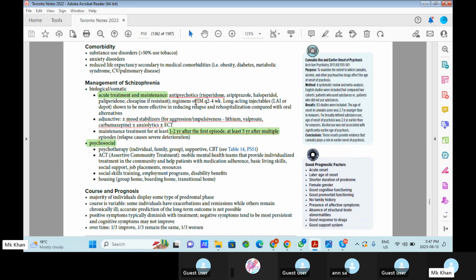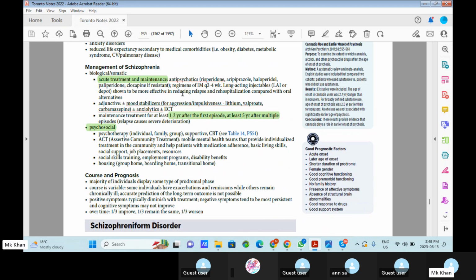Now, how will we manage the patient? The first one is biological and somatic: acute treatment and maintenance. The first thing is antipsychotics, that are risperidone, aripiprazole, haloperidol. First line is risperidone, haloperidol, all these. And clozapine is given if resistant.